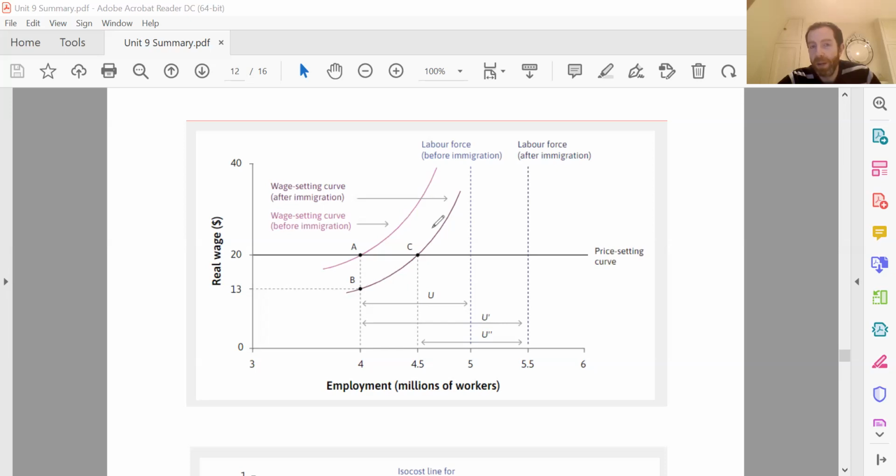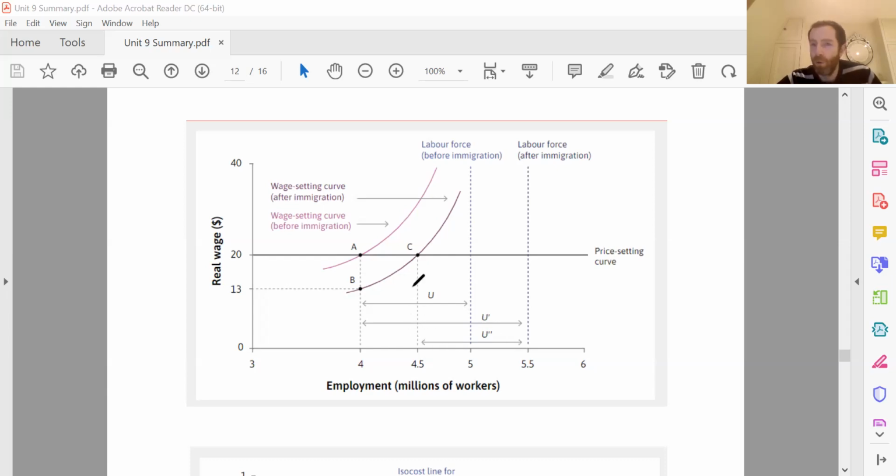But on this new wage setting curve, as the level of employment goes up, we can see we need the wage to start going back upwards. And in fact, the real wage is going to go back up and up and up until it gets back to the level that it was before the immigration took place. And so our final equilibrium here is back at the same real wage level, now with 500,000 extra workers employed, and back again to having 1 million people unemployed.